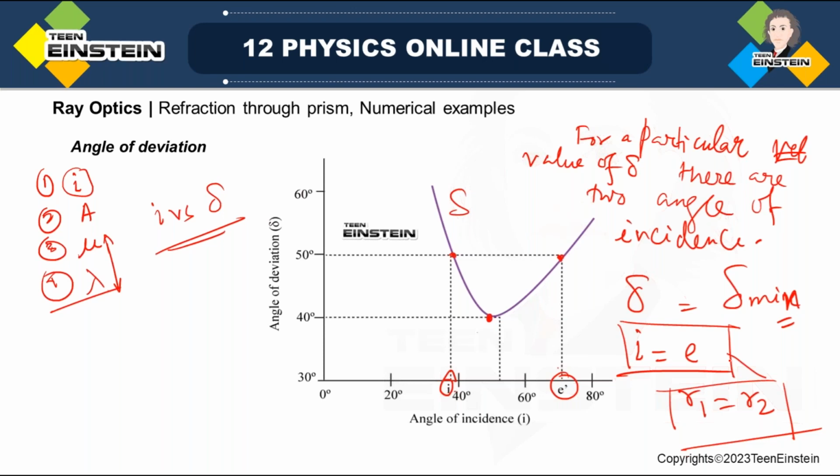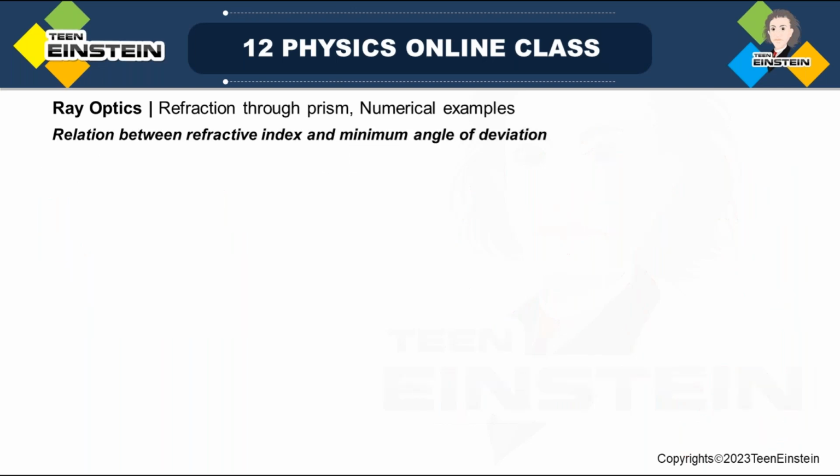Now we need to find out the relation between refractive index and minimum angle of deviation. As you know, if this is the angle of prism, and the refractive index of the material out of which the prism is made, then mu means sin i by sin r, angle of incidence divided by sin r. Okay, so I have to find out what is i and what is r.